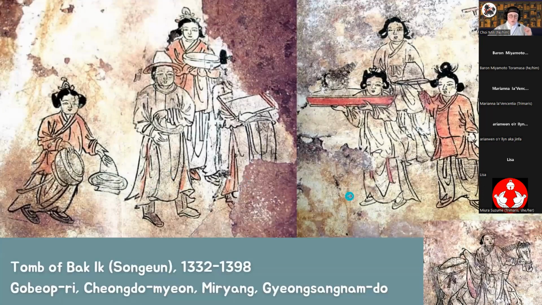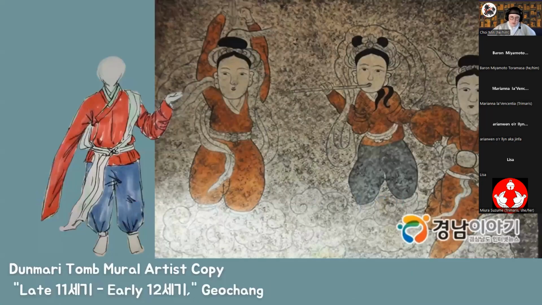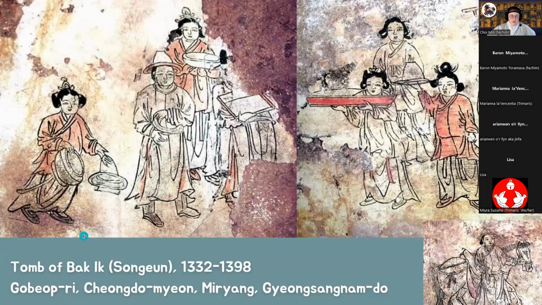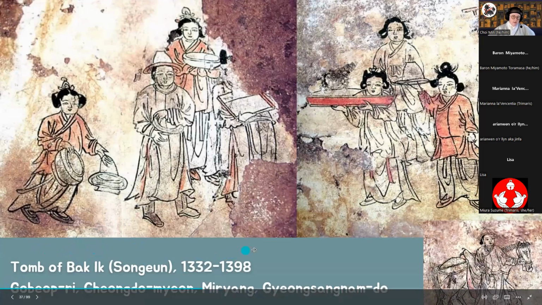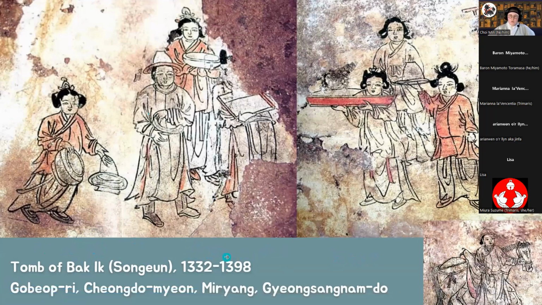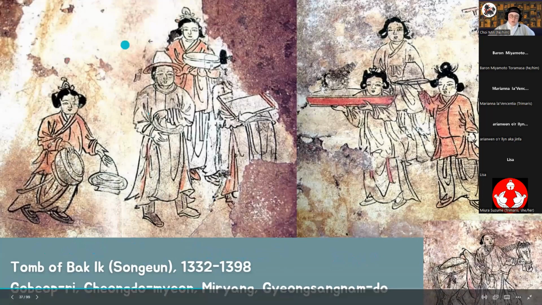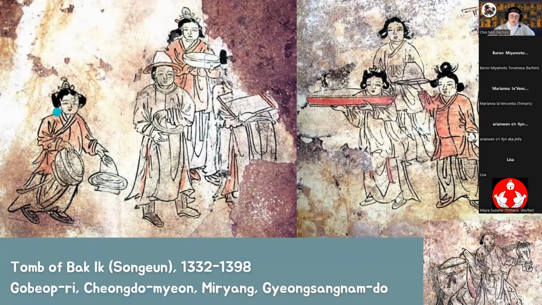So here is another tomb mural, one of the two that I know exists. This is from one tomb, and this is from a different tomb, the tomb of Pakik, and I'm not exactly sure where that is on the map. But this is 332 to 398, so the very tail end of Goryeo, and you can see a lot of Yuan dynasty influence in the servants' clothes.